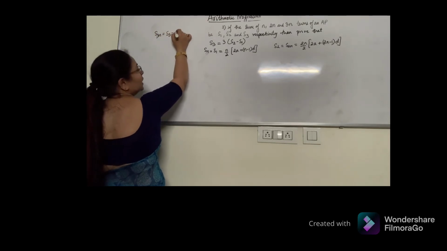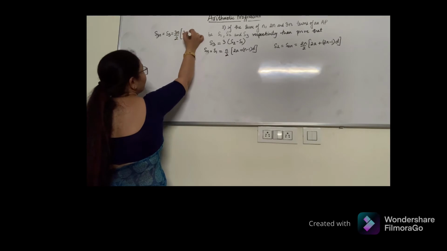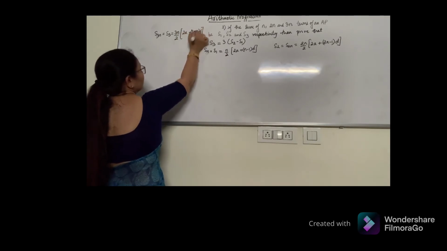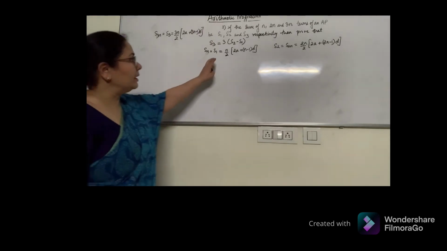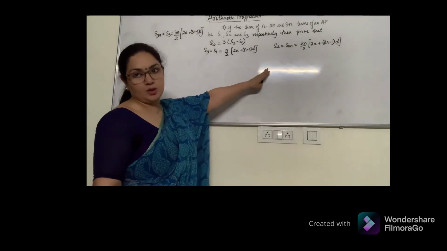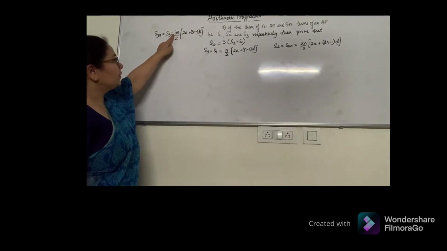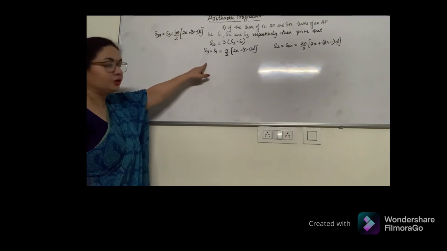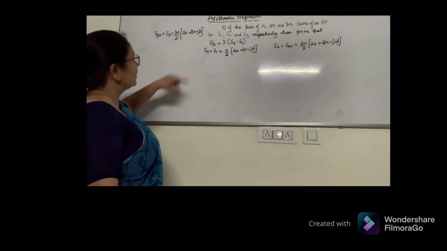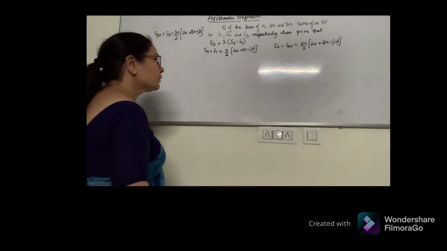S3n will be 3n by 2, 2a plus 3n minus 1 d. So when we subtract S2 minus S1, we'll get this answer, that is 3n by 2, and when multiplied by 3, we'll get this answer.